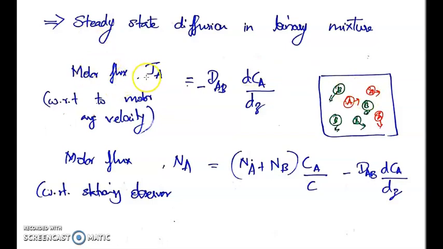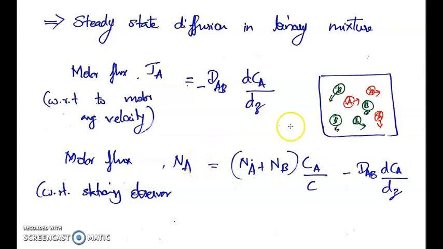One is molar flux J with respect to molar average velocity, and the other is molar flux NA with respect to a stationary observer. That means the flux that you will experience if you are looking from outside the system. So let's say I'm standing here and looking into the system. Molecules of A are moving, so it will have a velocity. Corresponding to that, we will have the flux NA.